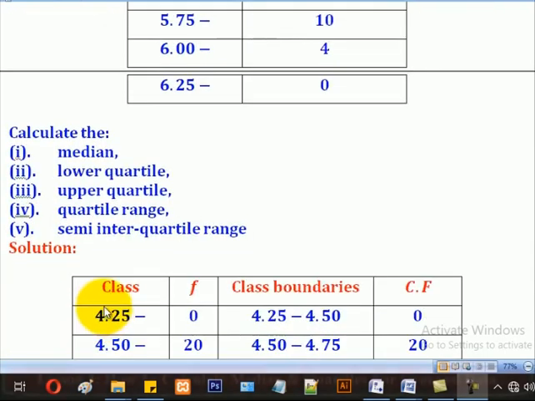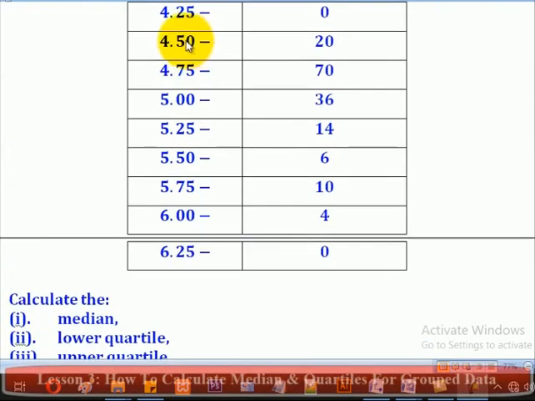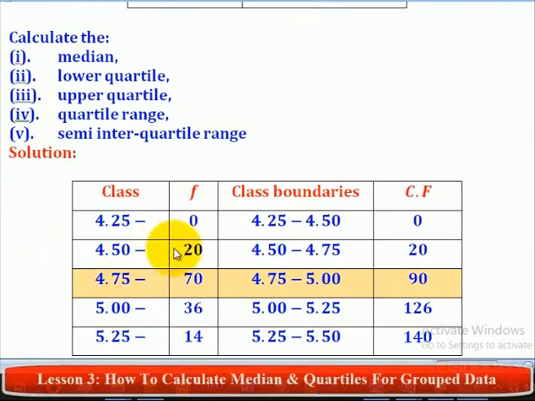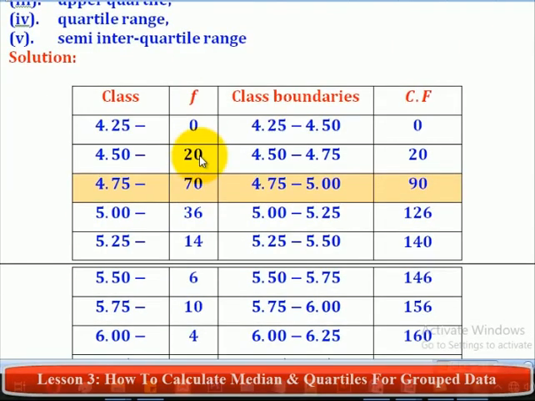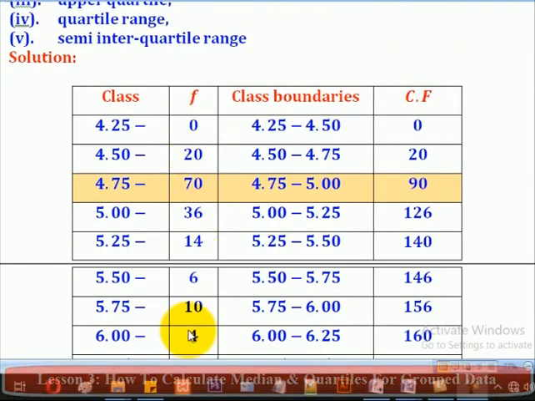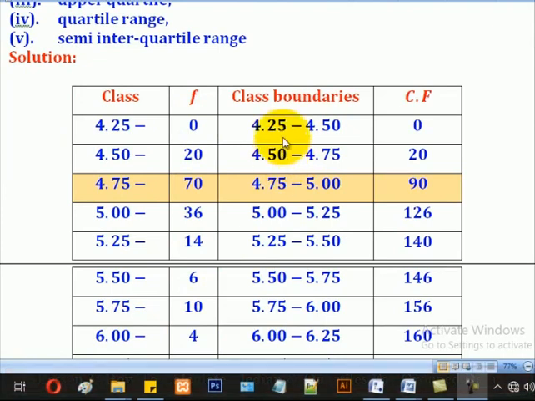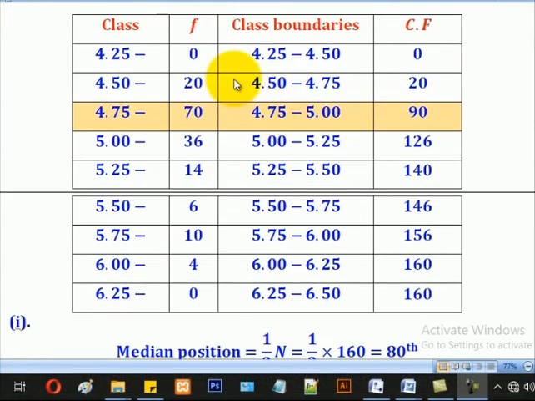So come and put your class, then rewrite that column here. Then the number of children denote the frequency. So you put those values in this column of frequency. Then now for the class boundaries, remember this is an open interval with only lower class boundaries.